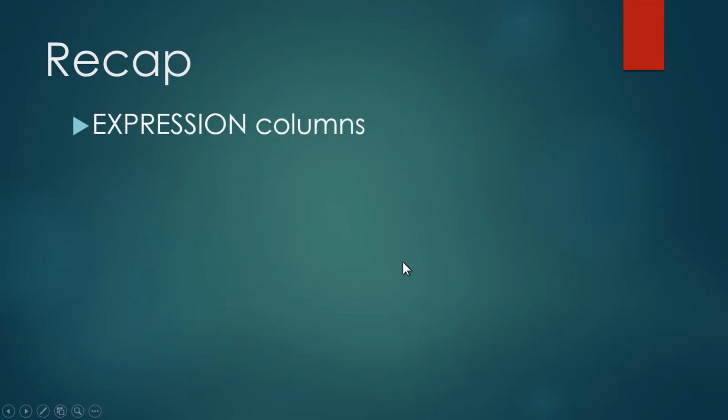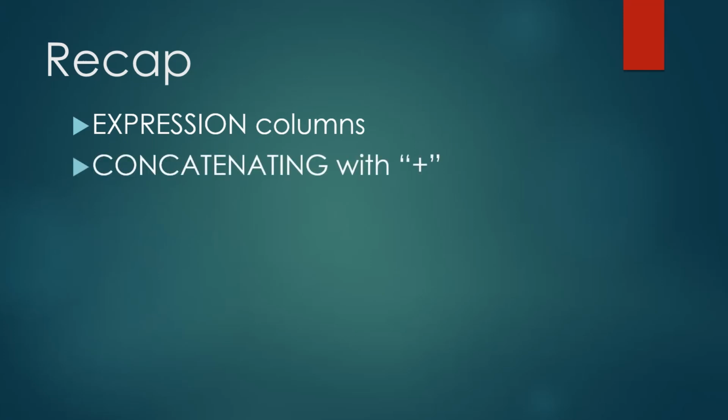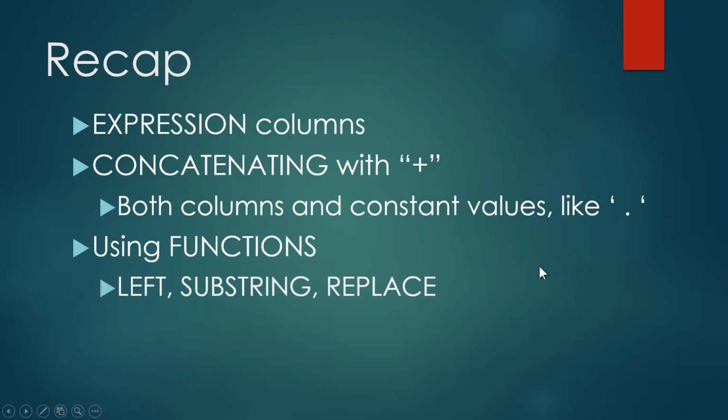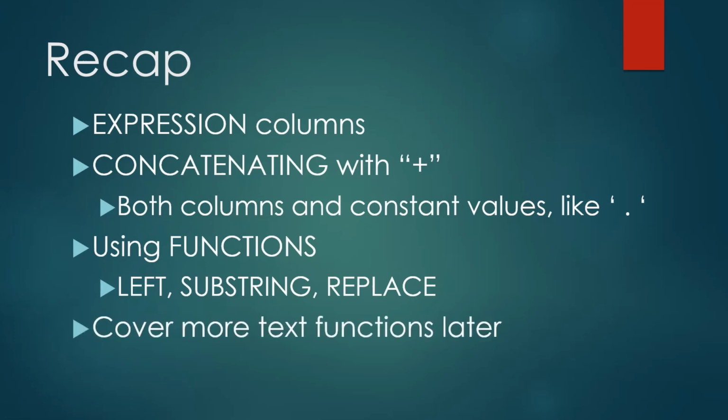So let's recap what we've learned. We talked about expression columns, which are made-up columns that we can create using SQL code. We talked about concatenating pieces of strings by using the plus operator. And we can concatenate both existing physical columns and constant values that we make up, like the quote. We talked about the use of functions in SQL, and we saw some examples of functions such as left, substring, and replace. And we're going to cover more and more powerful text functions later in the course.